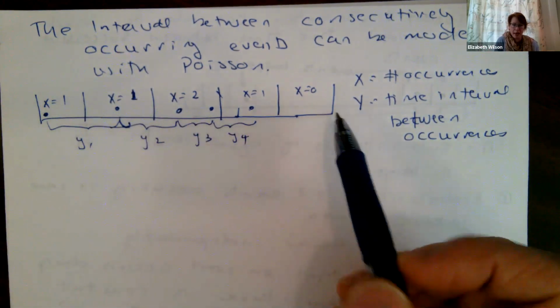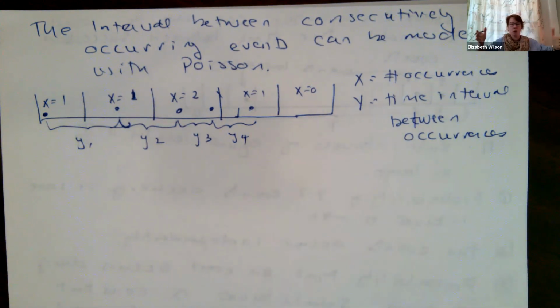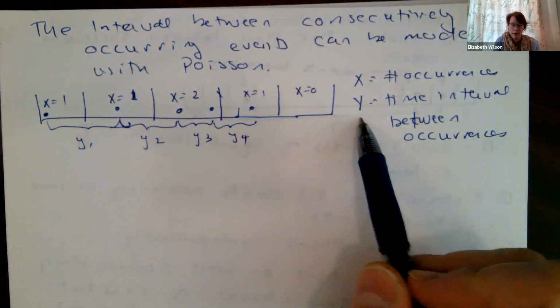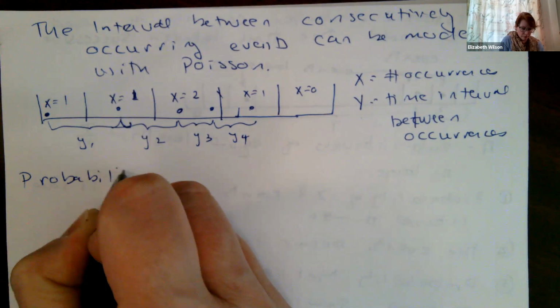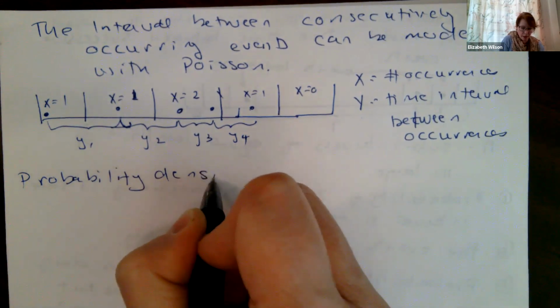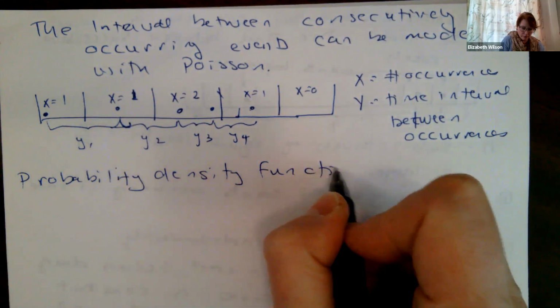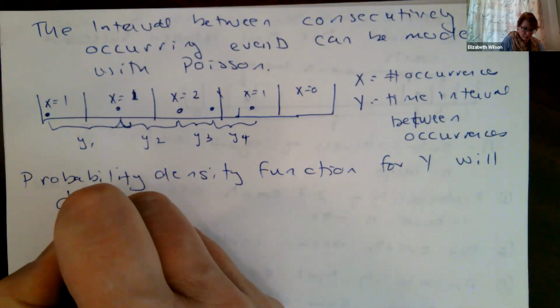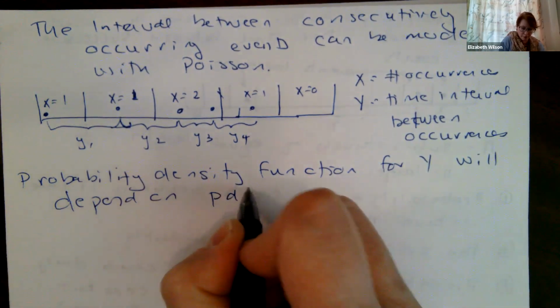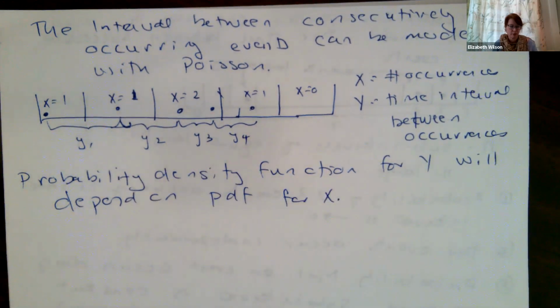And we can think of this as some kind of a time bin, okay? If I take the total length of time, I'm going to divide it into evenly spaced bins, but I've got one event here, 2 events, one event, no events, okay? But then the time interval between each consecutively occurring event is our random variable y. So we'll say that the probability density function for y, our random variable y, is going to depend on the PDF for x. Okay, so let's think about this in terms of a Poisson model.